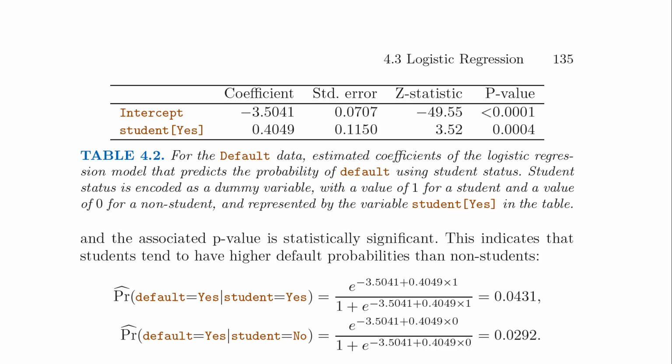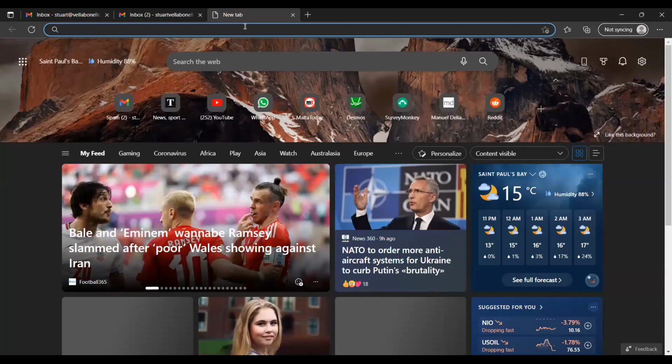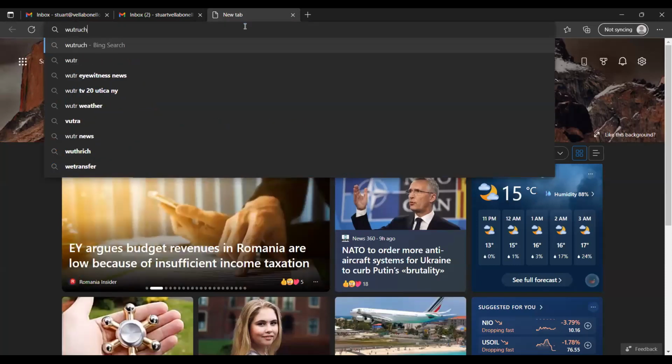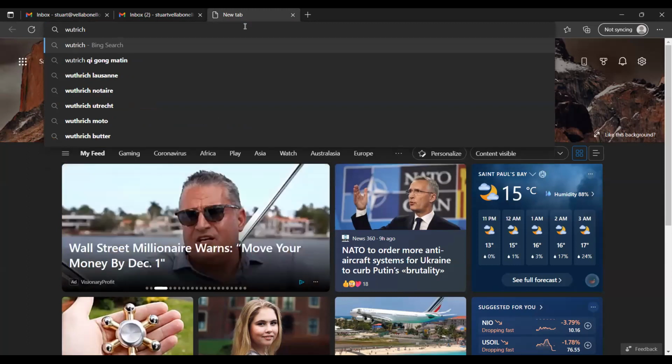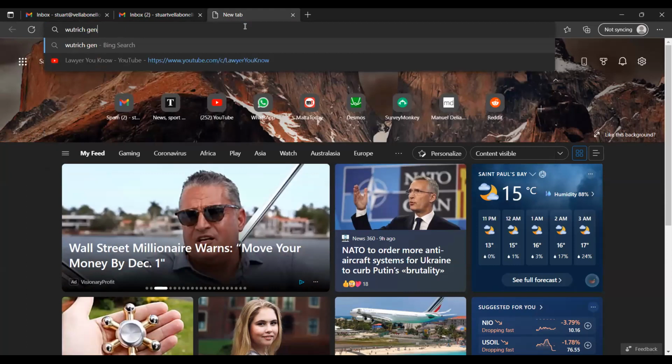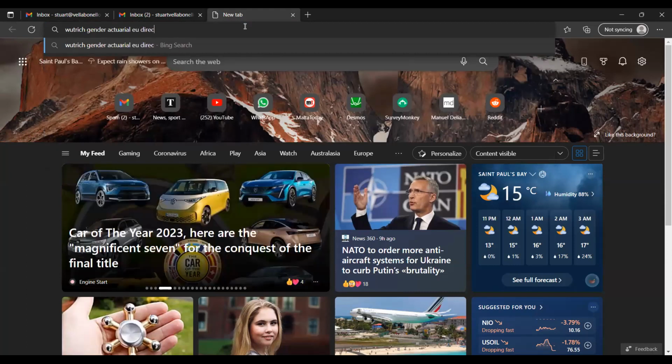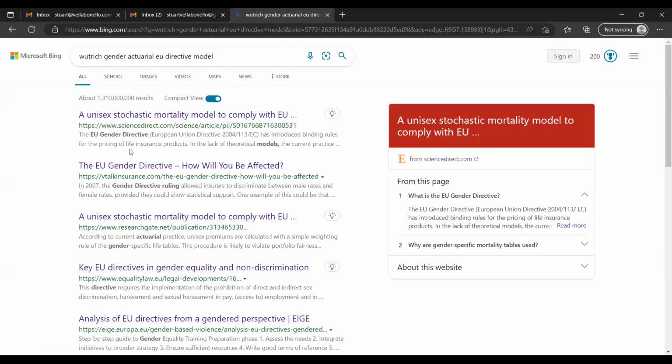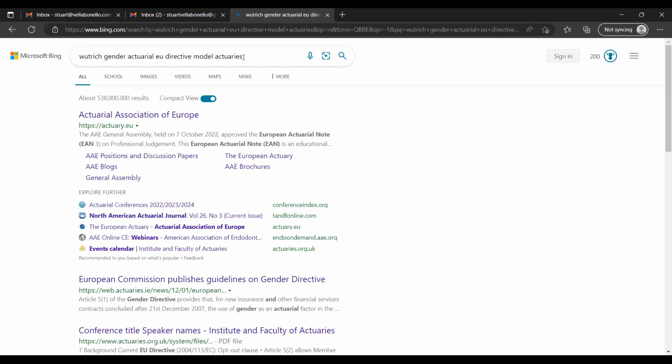There's a very interesting article by, I think we can go into my browser for a second. If I have a browser open, and it's the usual suspects, Woodrich. Really need to meet this person one of these days. Gender, actuarial, EU directive, model, unisex, stochastic mortality model to comply with. It was a very good article. It was the cover page article. In fact, it was the featured one.